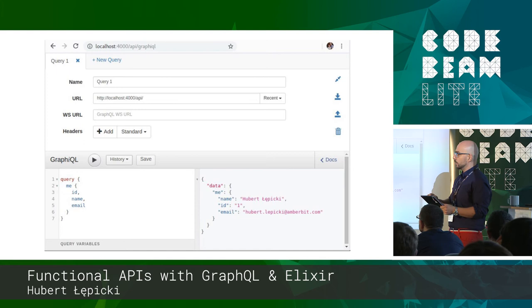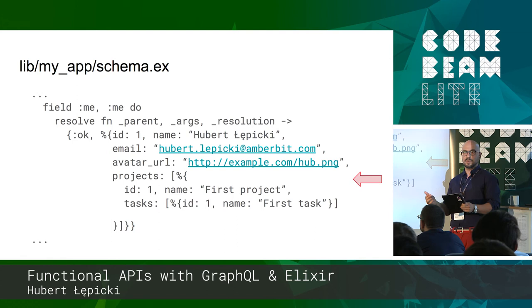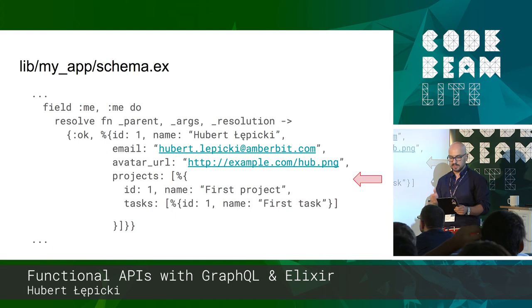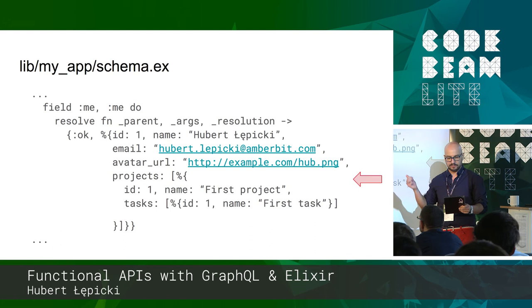So it's not a real API, but it's not a stub either. This is something in between. This is how our contract for the final API is going to look. I find that a very efficient way of designing APIs.